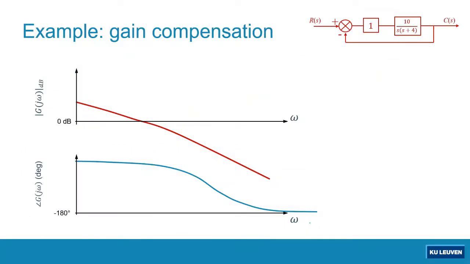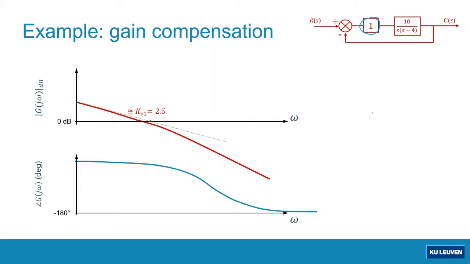So at the beginning, before tuning the proportional gain, when initially the proportional gain is equal to 1, more or less the Bode diagram will look like this. The upper one is the magnitude plot, the lower one is the phase plot. And then what will happen?